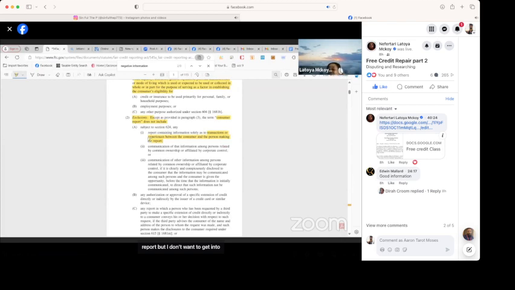But I don't want to get into that because at the same time, it's still inaccurate, it's still incomplete, and you still can't verify it. You see, inaccurate, incomplete, verify, with the credit reporting agencies. That's it. Don't make it complicated.